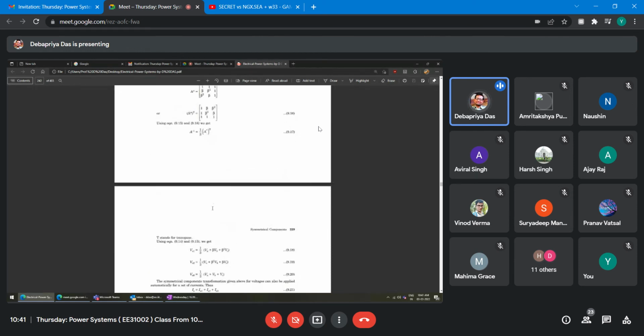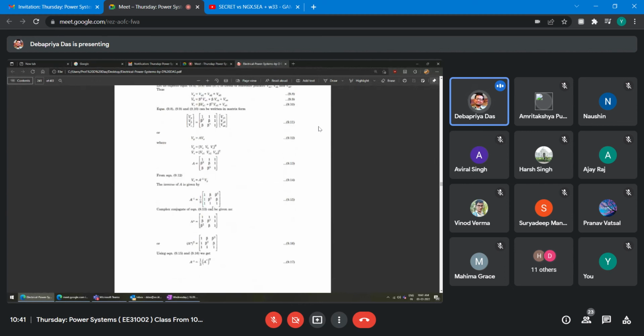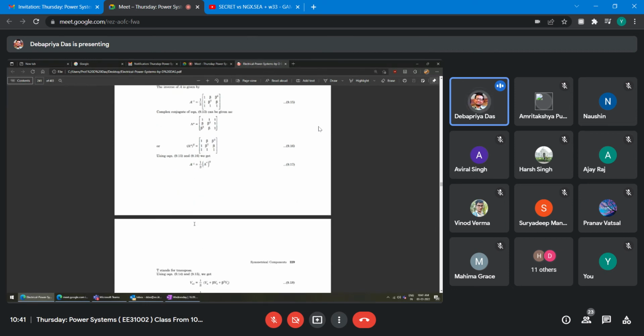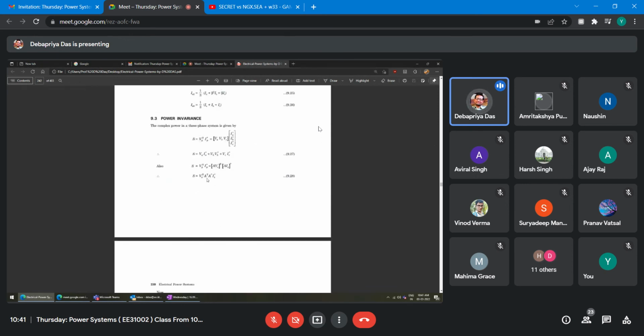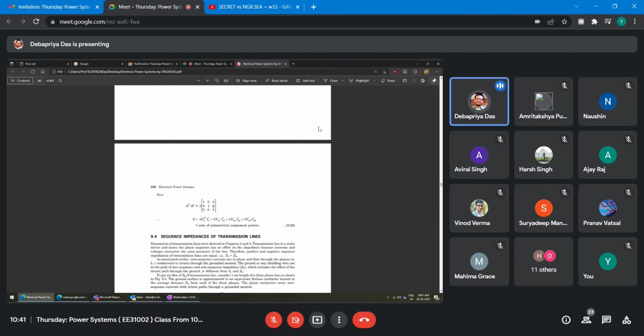Like here, for example, you take A transpose, and this is your A conjugate, right? If you do so, then A transpose A conjugate, you will get 3 into the identity matrix, right? Therefore S will be 3 into Vs transpose Is conjugate, that is nothing but 3 Va1 I1 conjugate plus 3 Va2 I2 conjugate plus 3 Va0 I0 conjugate, right? So this is actually the sum of symmetrical component powers.